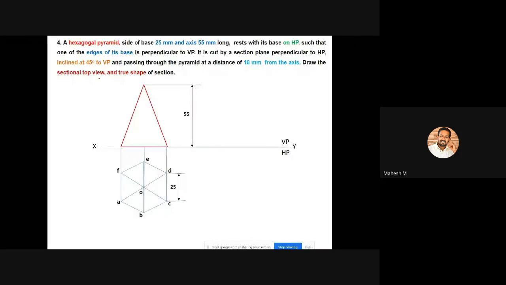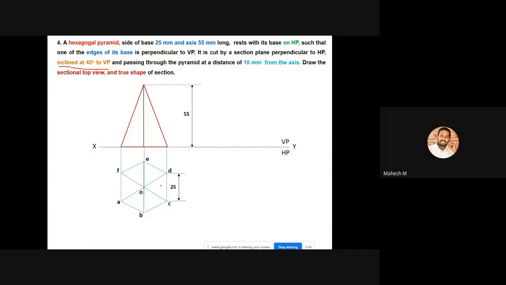So the apex point, this one is having a height of 55 mm. Okay, then you have to join this line too, because it is also a component line. So please don't highlight the front view before creating the sectional plane. Okay, so the condition is that it is inclined at 45 degree to VP and passing through the pyramid at a distance of 10 mm from the axis.